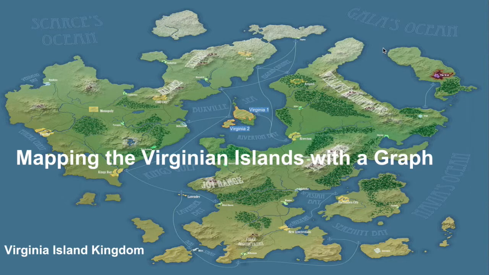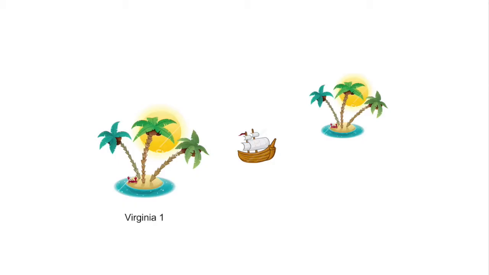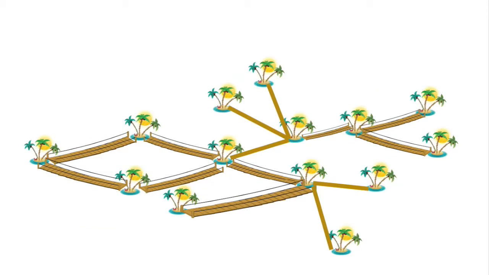Here's a map of Virginia Island Kingdom. There are many big and small islands surrounding the core island, Virginia 1. 100 years ago, some Virginian sailors found out this unknown island nearby is full of treasures and resources. The islanders decided to name the newly found island Virginia 2 and build the first bridge in their history. 100 years later, the Virginians have built many bridges between the islands that they discovered.